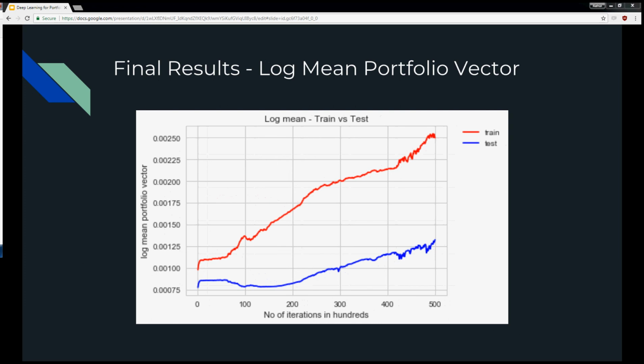And the last output from our model is the log mean portfolio vector. We want to maximize this because it's the log mean of the portfolio vector, and in this case as well, you can clearly see that as the number of iterations kept on increasing, the log mean portfolio vector kept on increasing. That means we were increasing the returns that we were generating from our portfolio, and we didn't find any anomaly in the training and testing data sets pattern in this case as well. They follow each other's pattern pretty closely.